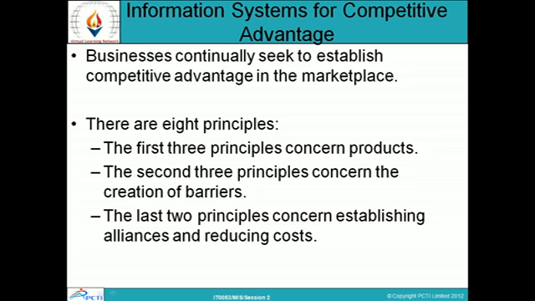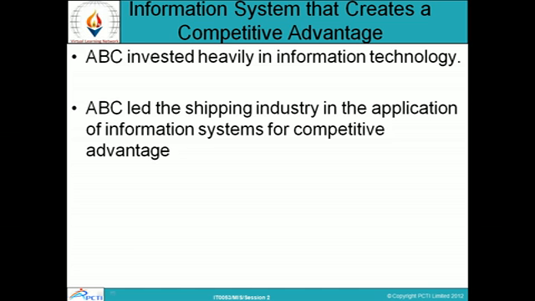Let us discuss the advantage that an information system gains with respect to the competition. Basically, the business continually seeks to establish competitive advantage in the marketplace. Yes, it is true. There are 8 principles which help in bringing about this. The first 3 principles concern the product. The second 3 principles concern the creation of the barrier, and the last 2 principles concern establishing the alliances and reducing the cost. Information system that creates a competitive advantage includes ABC, which invested heavily in information technology. ABC led the shipping industry in the application of information system for competitive advantage.